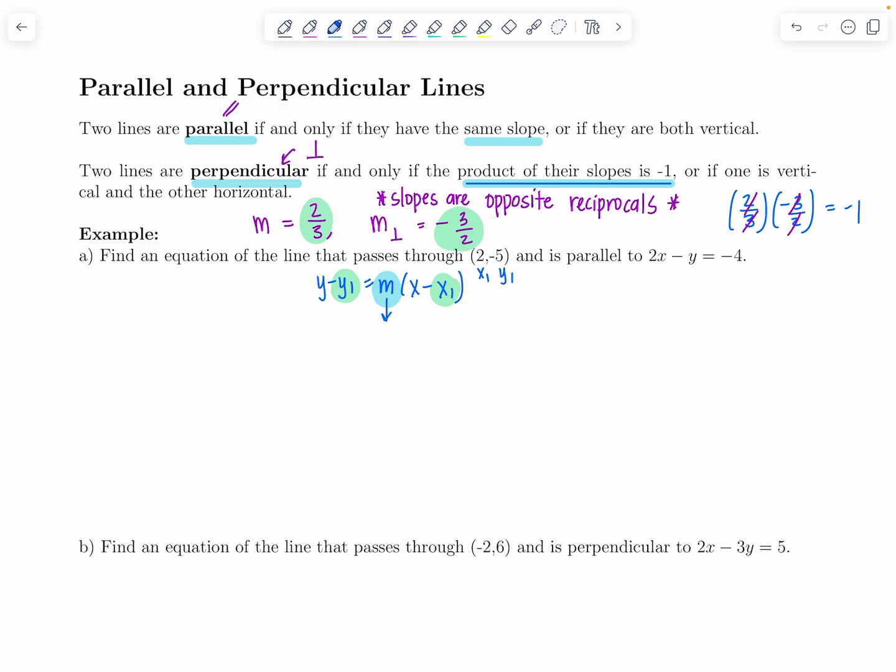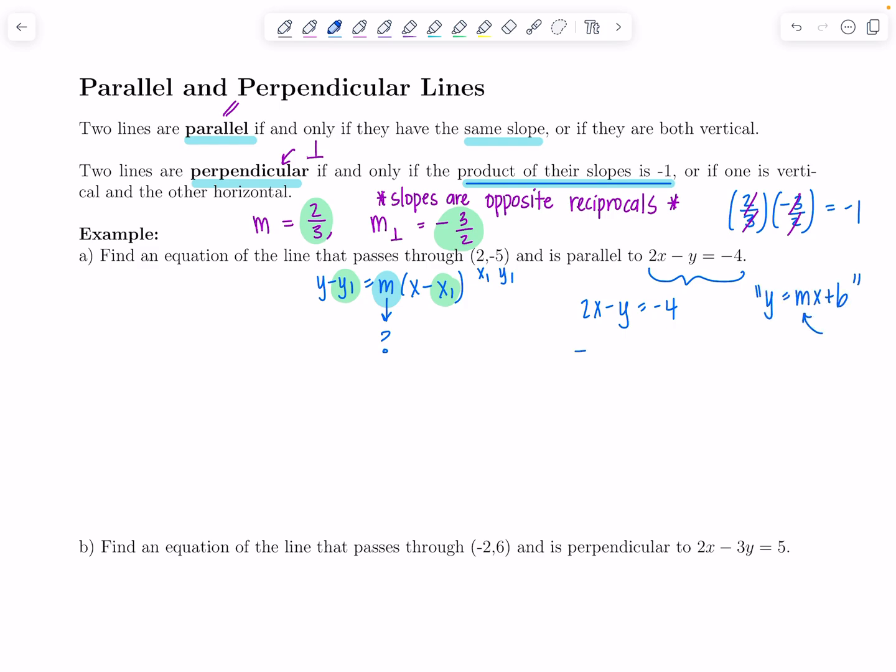What I need to do is find the slope. Well, how can I do that? They told me my line is parallel to this line right here, 2x minus y equals -4. Can you tell me just by looking right now what the slope of that line is? Probably not. We need to put it in y equals mx plus b form in order to see what the slope is. So we have 2x minus y equals -4. I want to get y all by itself. My goal is to put it in y equals mx plus b form because then I can see the slope.